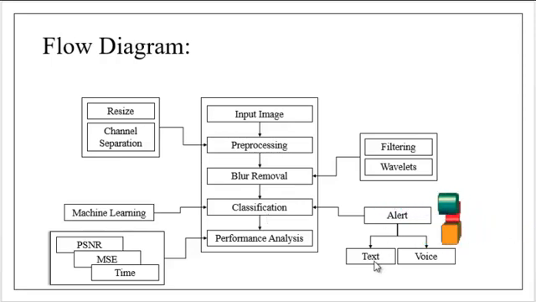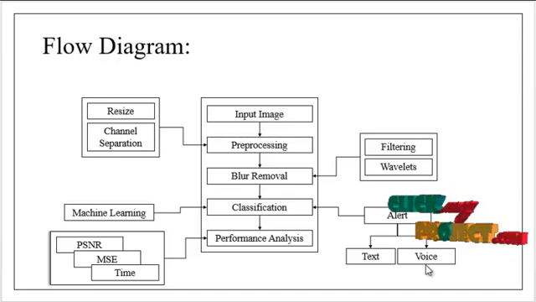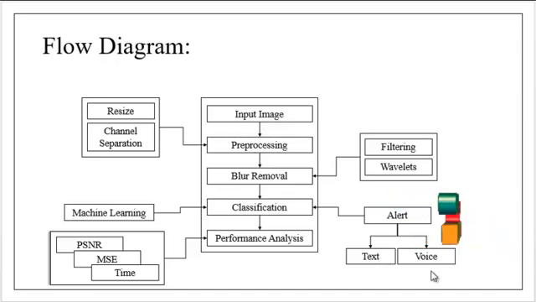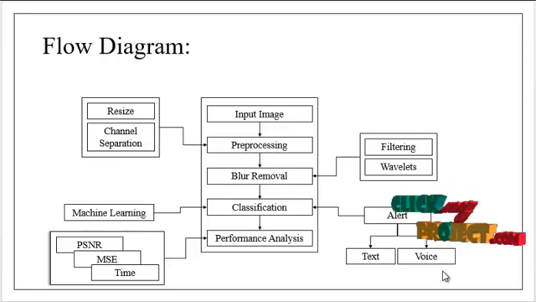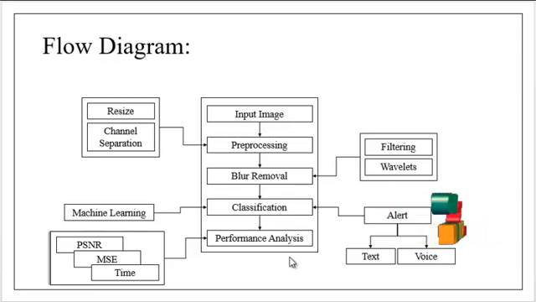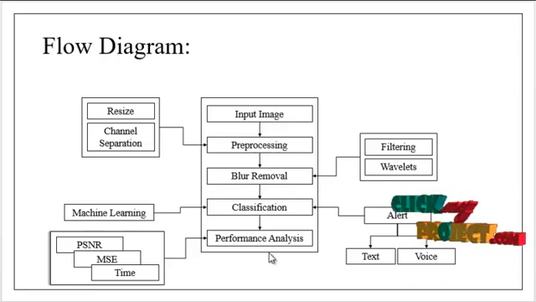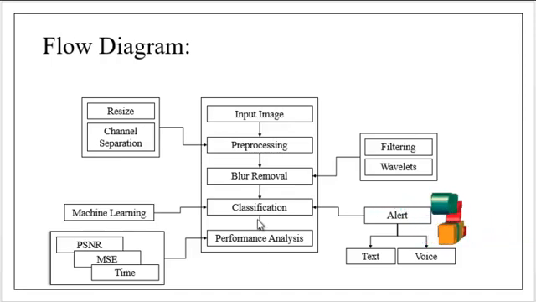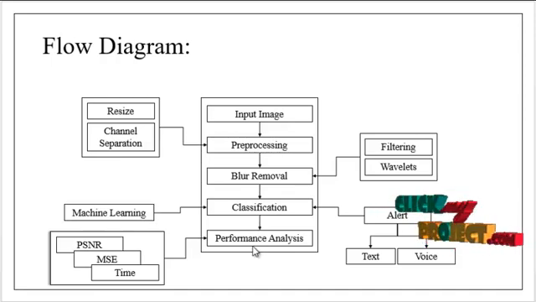So the alert should be both in the text as well as the voice format. In the text format it will display as a 30 km speed. In the voice format it will display as a 30 km speed. Likewise, two kinds of alerts will be there. Finally, the performance will be evaluated based on the PSNR, MSE and time. The classification performance will be evaluated based on the accuracy, sensitivity and specificity.